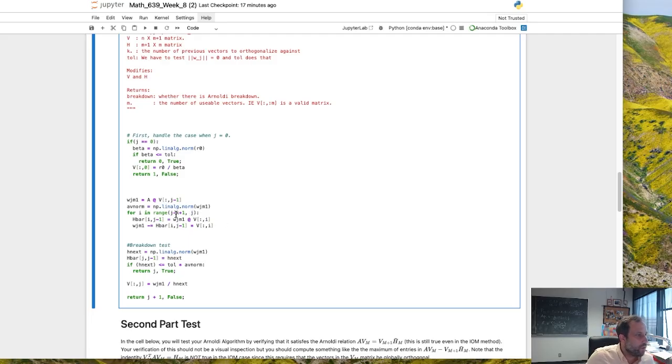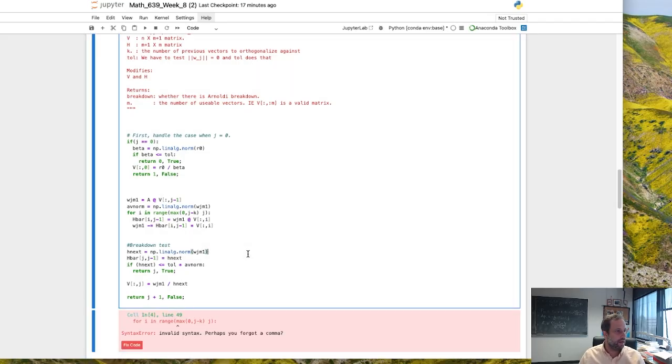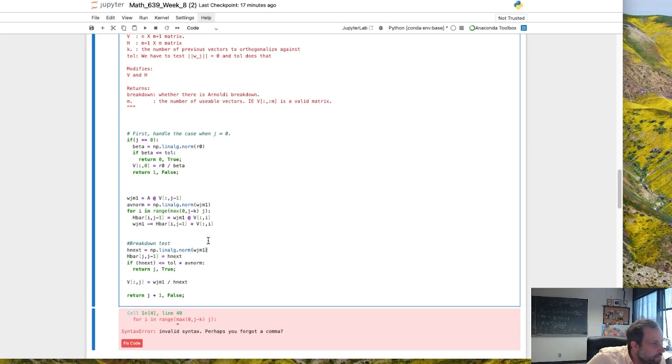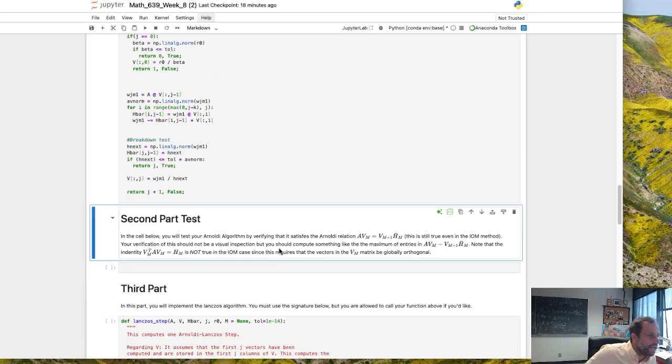So if we just have this right here, this is going to go 0, 1, 2, up to j minus 1. So we need this to be j minus k. But of course, j minus k could be negative. So it's going to be max of 0 and j minus k. Okay, and that is the only change that we need to make.